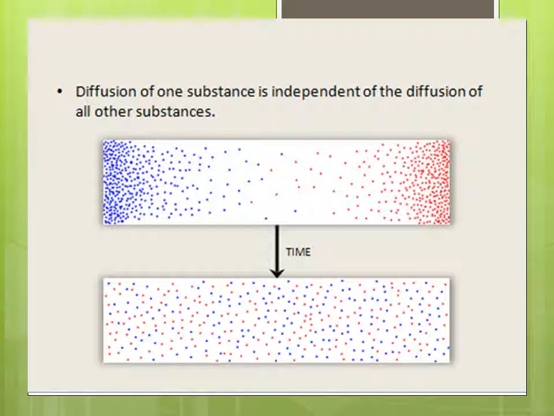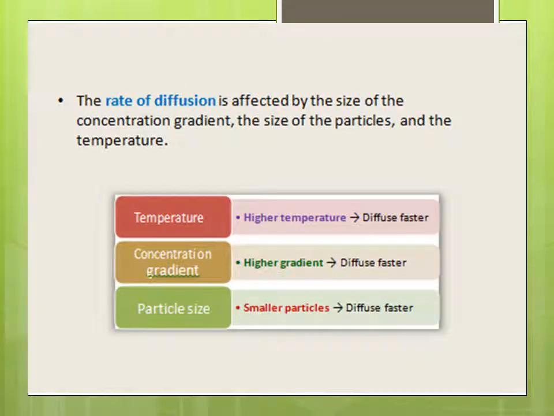They'll just keep going. The rate of diffusion is affected by the size of the concentration gradient, the size of the particles, and the temperature. Higher temperature, things diffuse faster. If you put that Kool-Aid into boiling water, it's going to get throughout the water faster than if you put it in cold. The higher the concentration gradient, the faster things diffuse, and smaller particles diffuse faster.